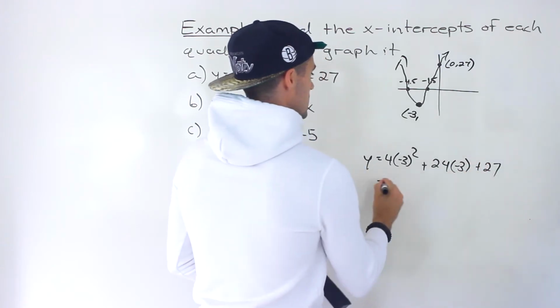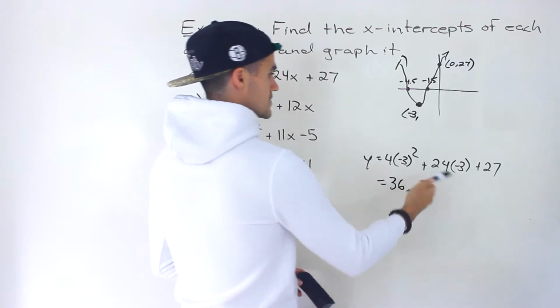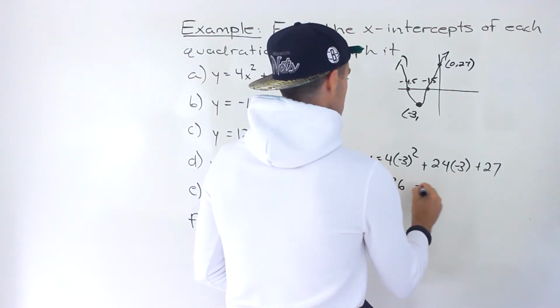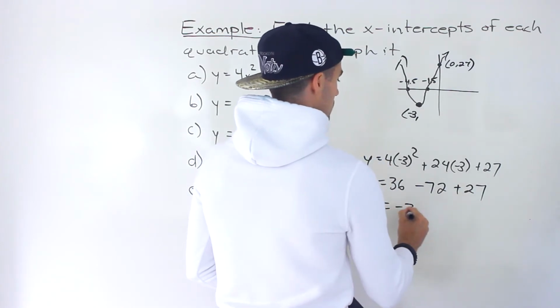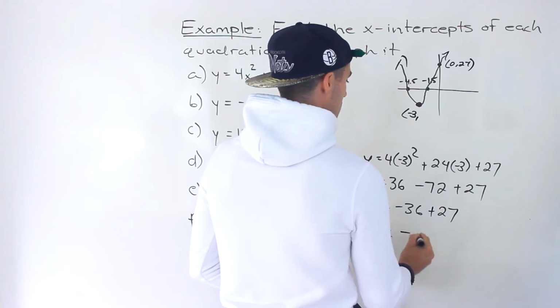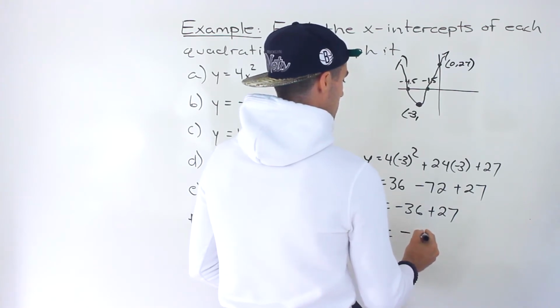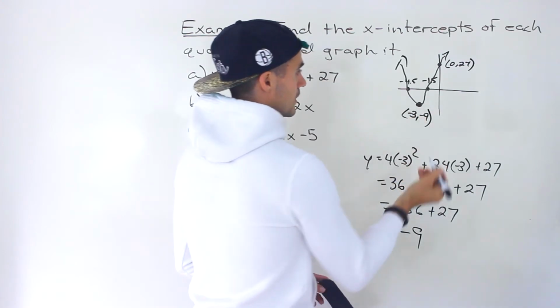So what would this be? This would be 9 times 4, which would give us 36. This here would be -72 plus 27. So this would be what? -36 plus 27, which would give us -9. So -3, -9 would be the vertex.